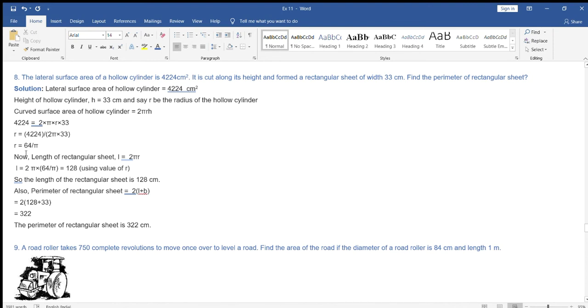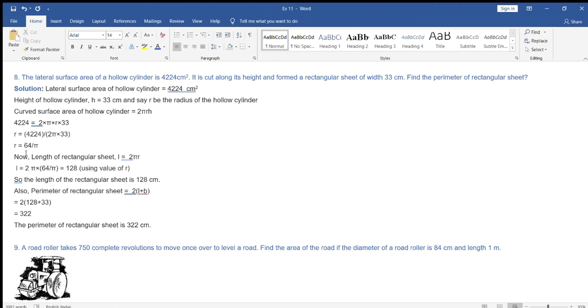Yes, now the question is here, the length of the rectangular sheet, it is L. So it is equal to 2 pi r. How is it 2 pi r? Because it is the bottom, and when wrapped up the bottom forms a circle. So that length is equal to the circumference. So it is 2 pi r. So putting the value in it, we can easily find out the value of L.